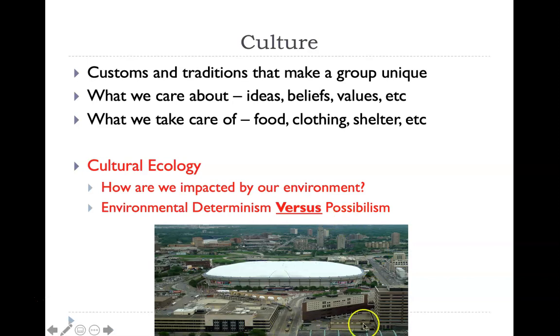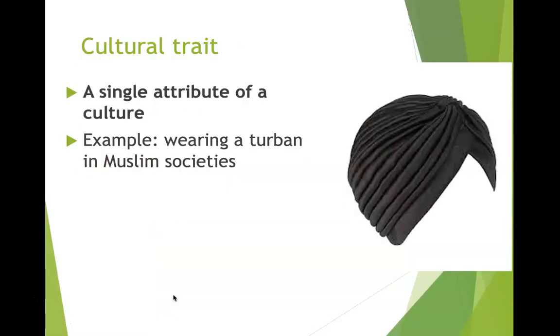So we look at the Hubert H. Humphrey Metrodome here. Rest in peace. Actually, I'm kidding. It's a terrible place. But the Metrodome made it possible for people to play football year-round in Minnesota. We look at a cultural trait. Again, this is a green slide. It's a single attribute. So an example would be wearing a turban in Muslim societies.